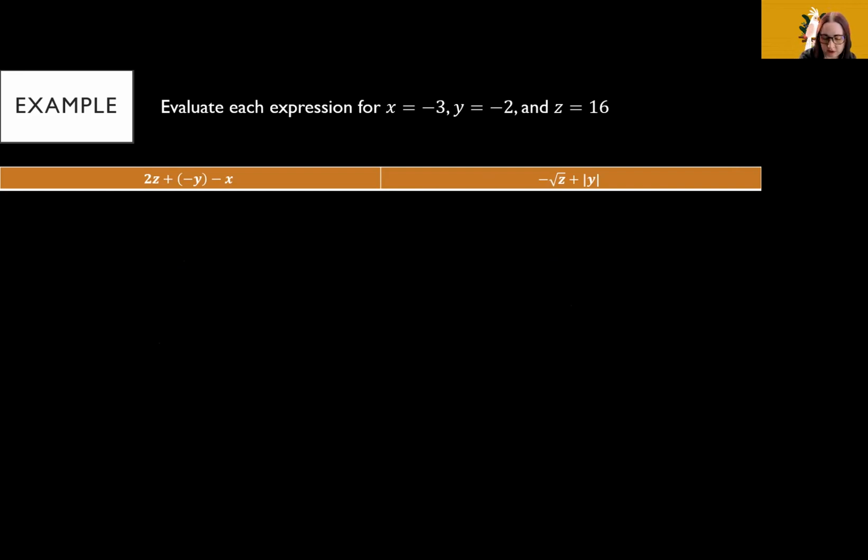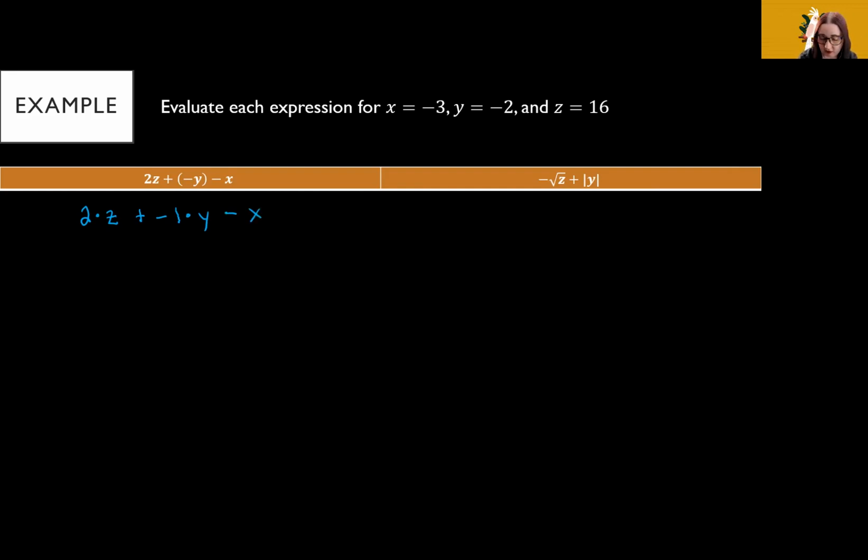So I've got 2z, which is 2 times z when you see a number and a variable, plus that -y. A negative in front of the y like that is a -1 times y. It's very helpful to write that negative as a -1, because when you start dealing with negatives, it helps you avoid errors. So if you see -y, make it a -1 times y, because that's what it is, and then minus x.